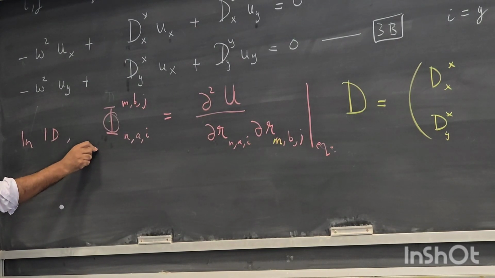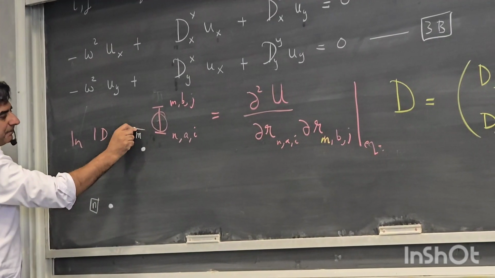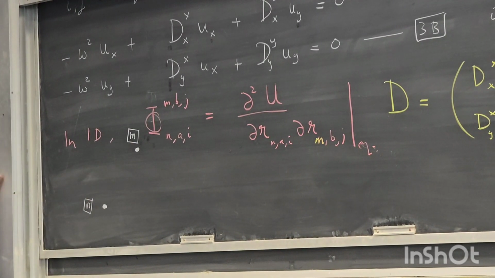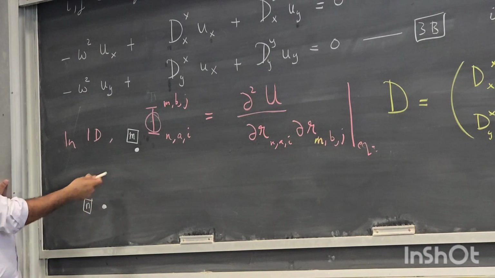This is atom number on location n. This is atom on location m. These are two lattice points. And since it's monatomic, I don't need to consider A or B.